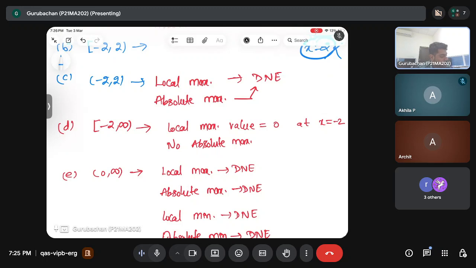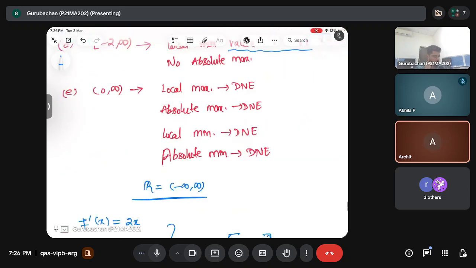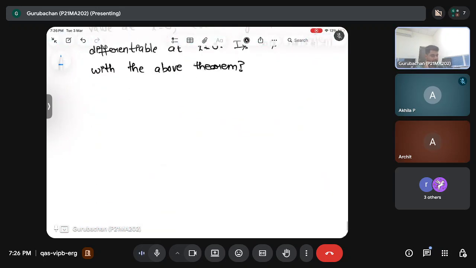In this scenario, local minima is existing. Minus 2 to infinity. Yes, sir, I think you are considering it. Yes, at 0 it is existing. Okay, just want to make sure you are getting it right.